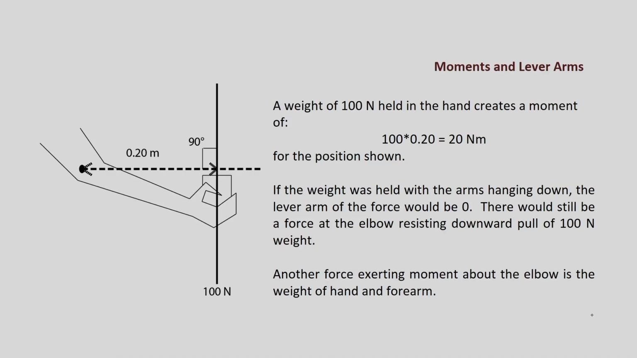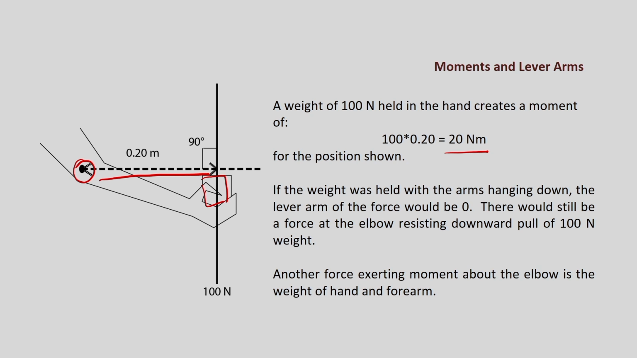Now, take this example. Suppose this is the elbow joint, and here I am giving a weight. If I am holding this particular weight over here, then this particular hand creates a moment. This distance we are talking about is 20 centimeter. So, 100 Newton into 20 centimeter is 20 Newton meter.